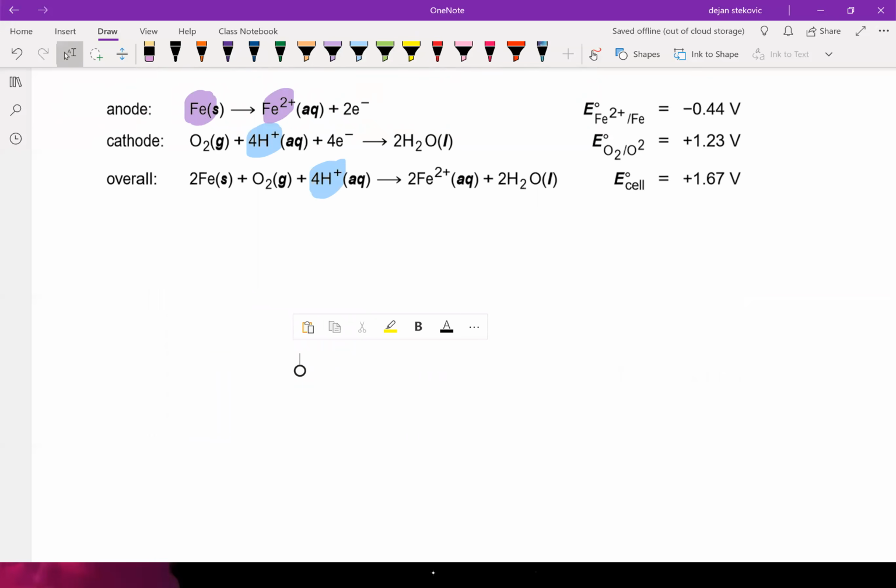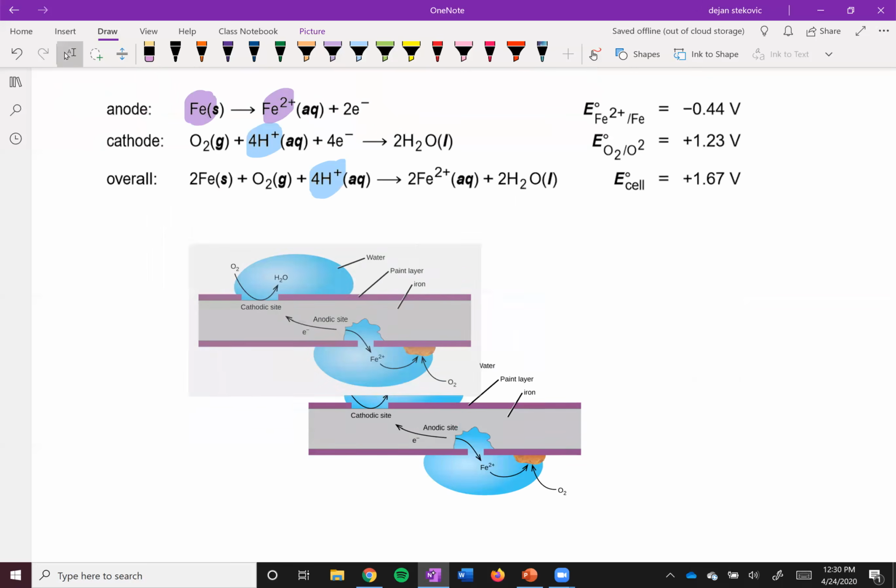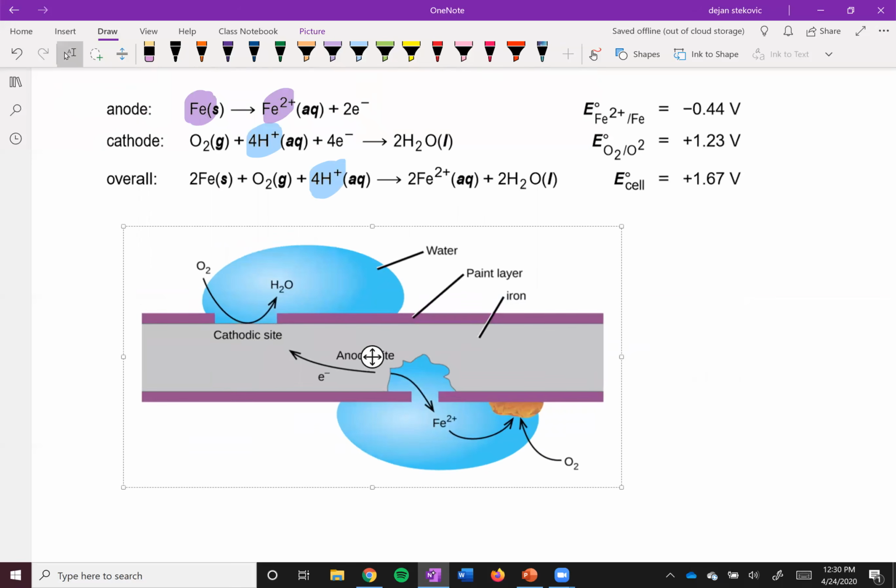So let's take a look at what they mean by cathode and anode. So you have this piece of metal here. You have a paint layer, that purple stuff, but you can see some of this paint layer has chipped off, as paint does. And so you have these two sides of this metal. You can see there's a nice little water bubble, in which there's probably at least a little bit of acid.